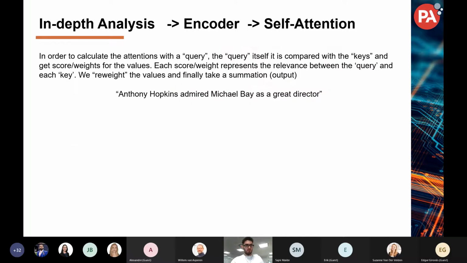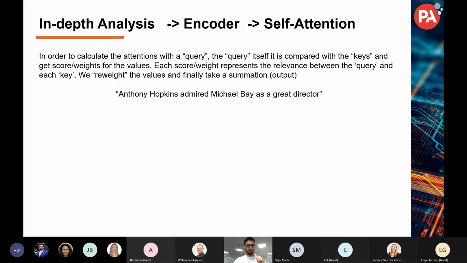Next, just for now, bear with me, try to read this sentence, even if you don't understand, it's fine. In order to calculate the attention, the query itself is compared with keys and gets scores or weights for every value. Each score represents the relevance between the query and each key. And using this product, we reweight the values and take a summation. So it's a bit abstract, probably. Let's try to see with another example.